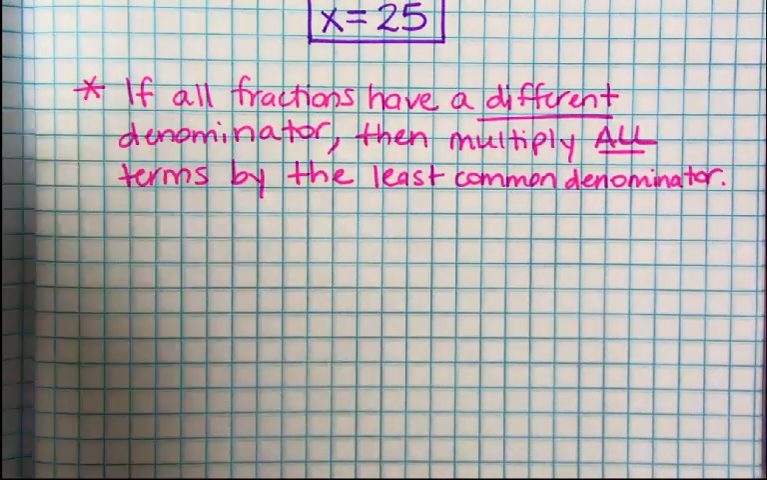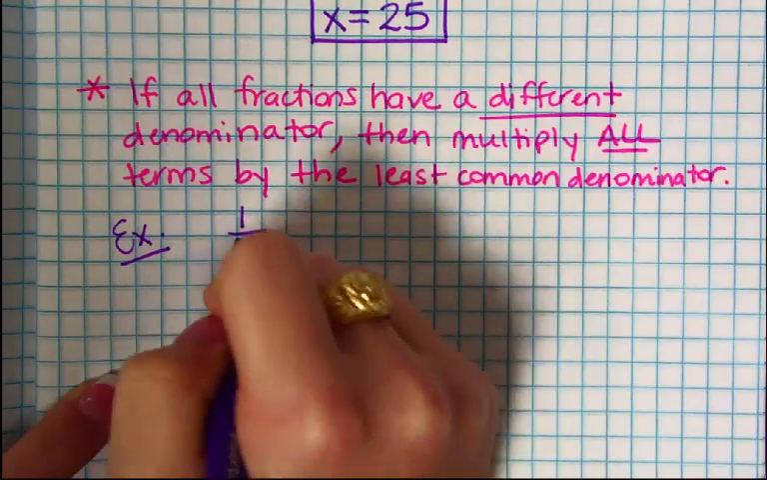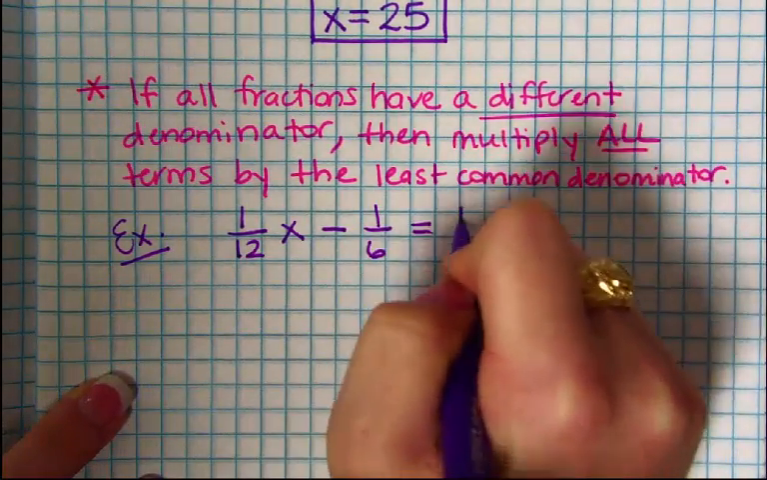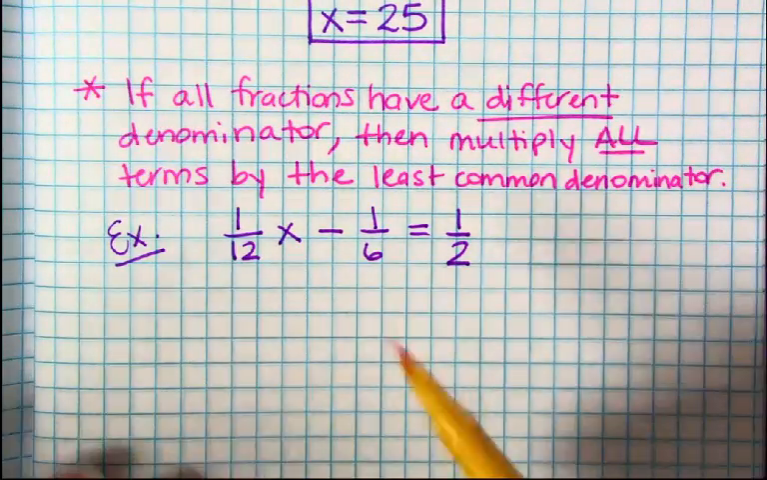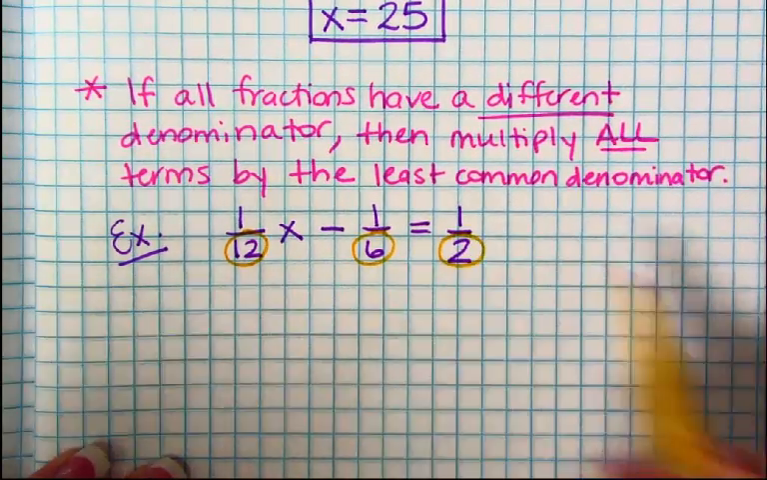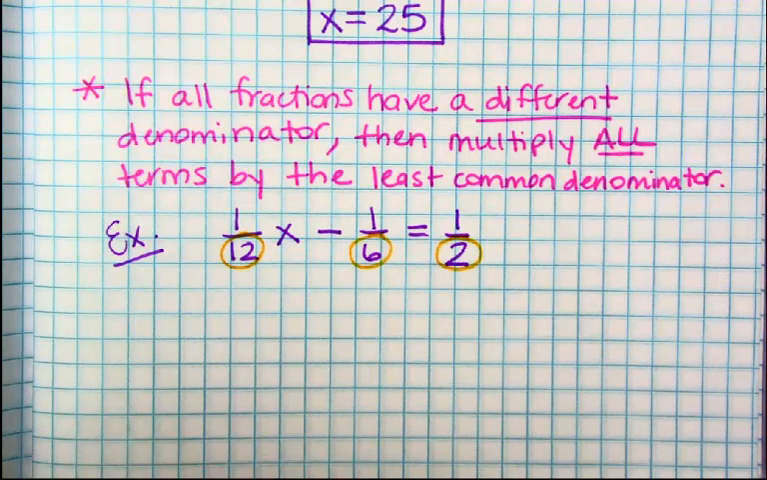Alright, let's see an example of this. We've got the problem 1/12x minus 1/6 is equal to 1/2. I've got fractions, so the first thing I'm going to do is look at all my denominators. I've got a 12, a 6, and a 2. They're not the same, so I can't multiply every single term by the same number. What I need to do is multiply by the least common denominator.